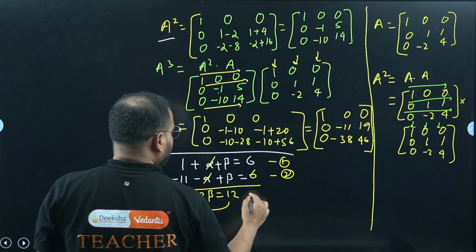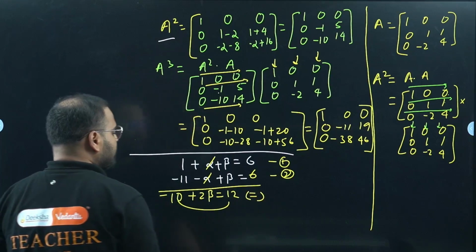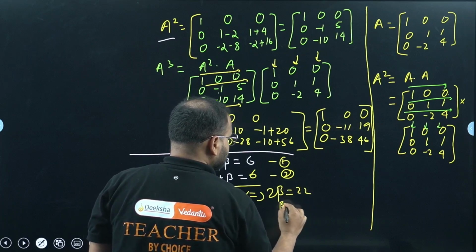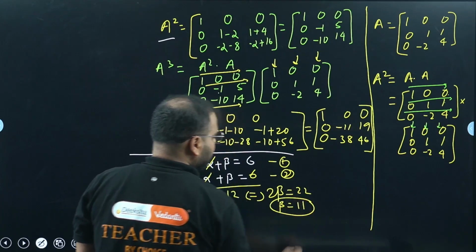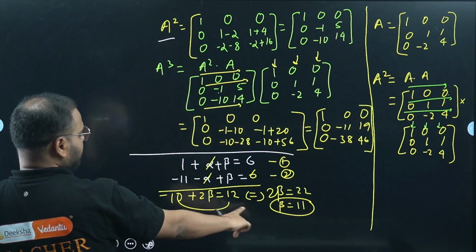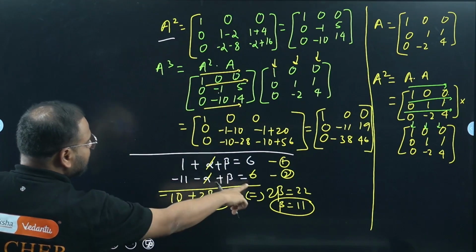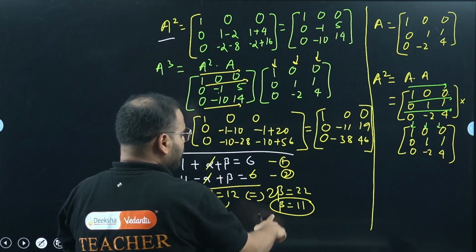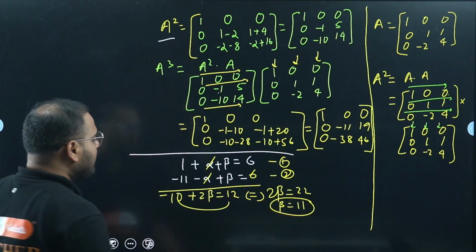Bring this 10 over here. What will this give me? 2 beta is equal to 22. So what is beta equal to? 11. Beta equals 11, right? 2 beta equals to 10 will go there, will become plus. So 12 plus 10 is 22. So beta equals 11. Now beta is 11.